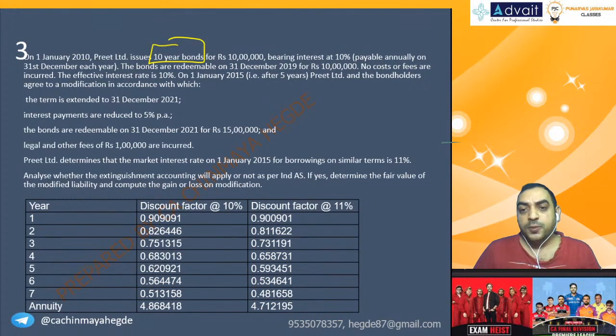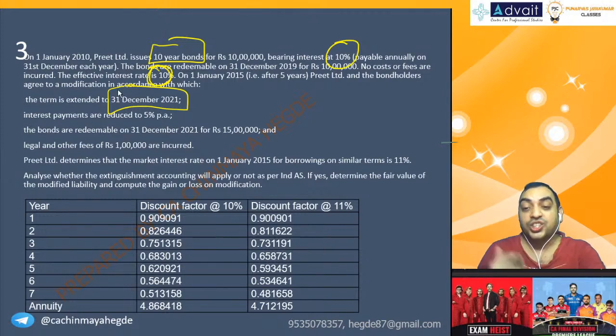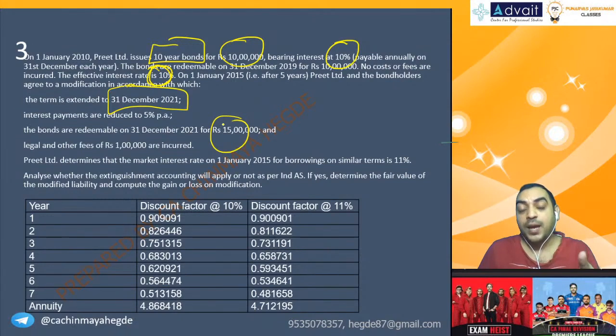The bonds are redeemable in December. No cost or fees is incurred. Effective interest rate is therefore 10%. So the interest is 10%, and the effective interest is also 10% because there is no transaction cost. On 1st January 2015, Preet Limited and the bondholders agreed to a modification in terms: the term is extended to 31st December 2021. There is an extension. Interest payments are reduced to 5% per annum. Bonds are redeemable in December 2021 for 15 lakh. It was supposed to be redeemed at 10 lakh, now 15 lakh. See, there are modifications happening.